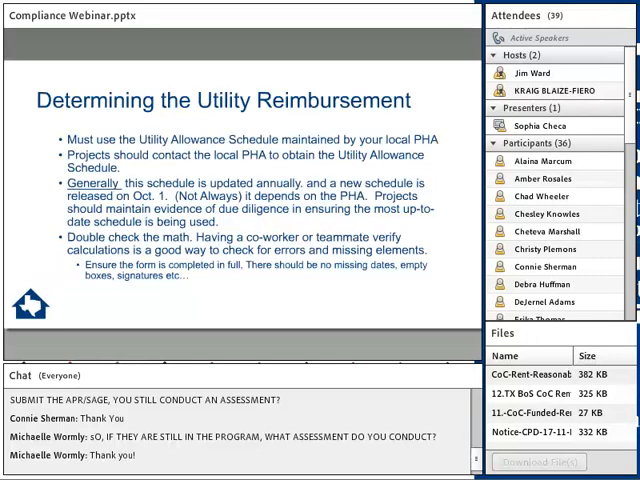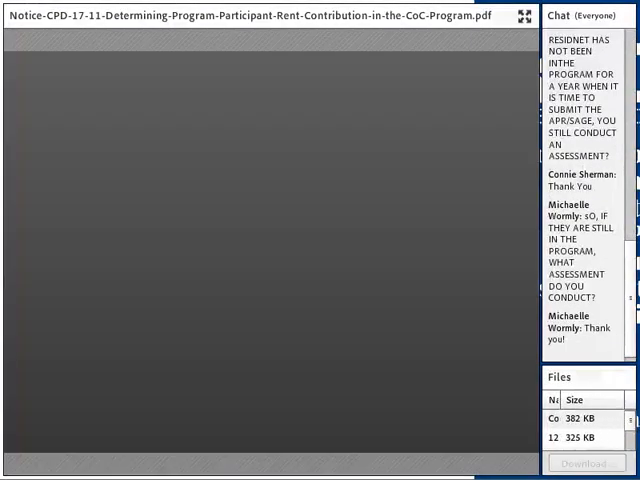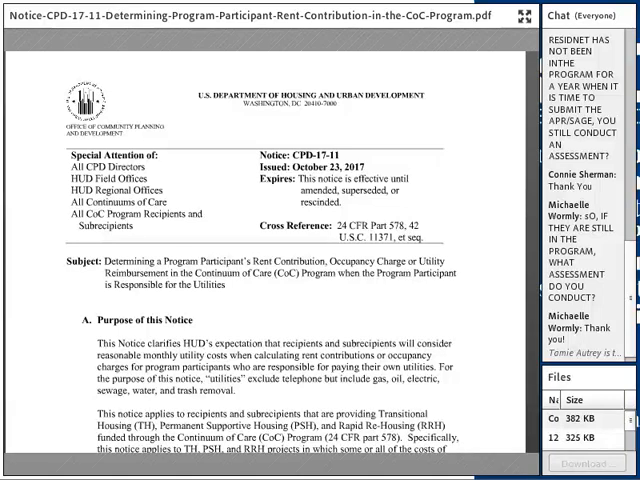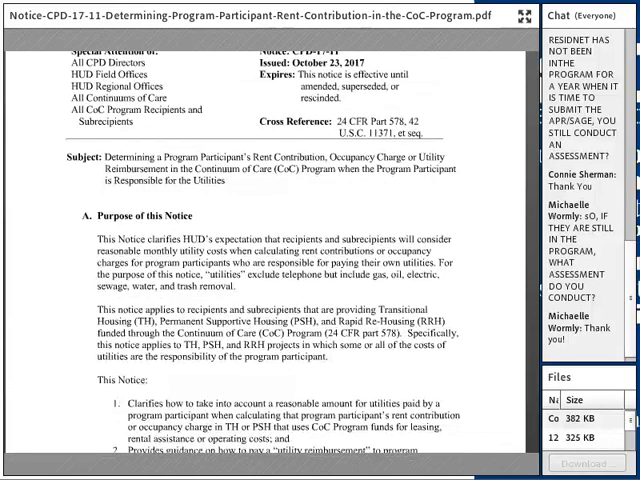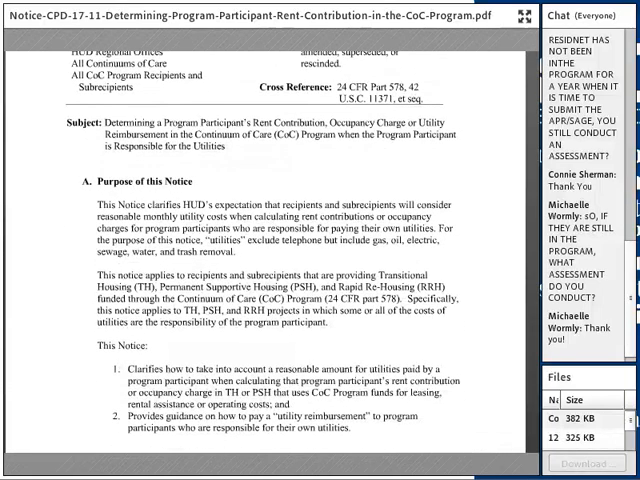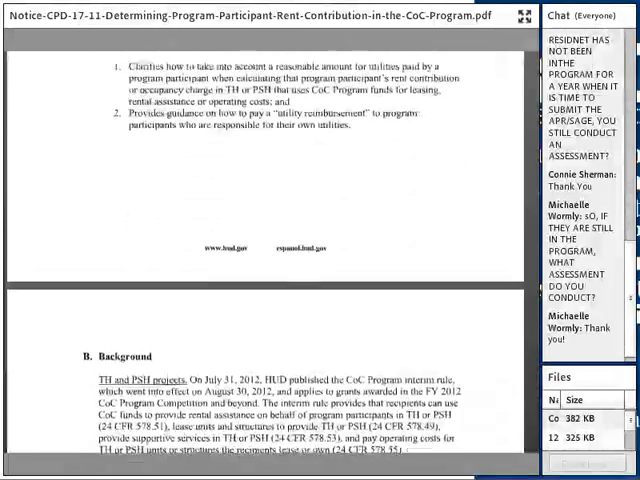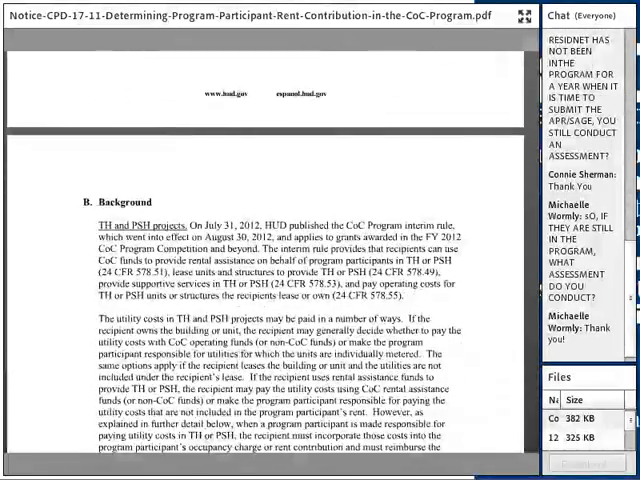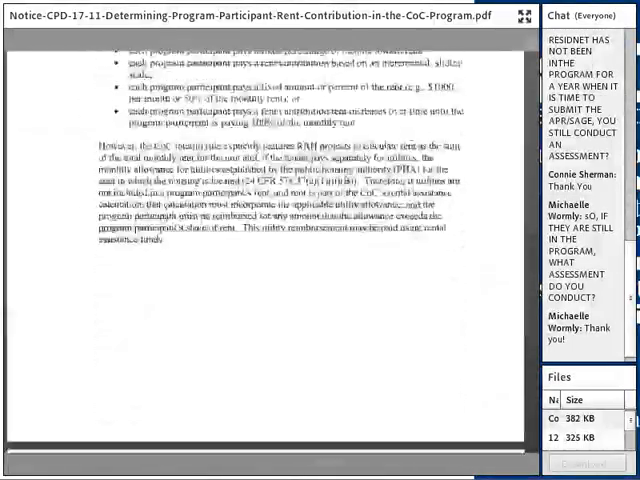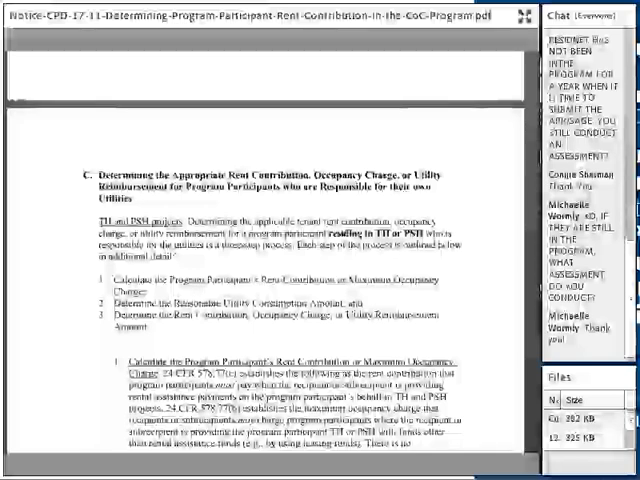The notice itself is in the file box, and I believe it is titled Notice CPD-17-11. I want to say it's an 8-page, or it might be a 10-page document. I think it's a 10-page document that is broken down into sections like most other HUD docs, but it literally goes over the purpose of the notice, the background, and then quickly dives into how you calculate a participant's rent contribution or occupancy charge.